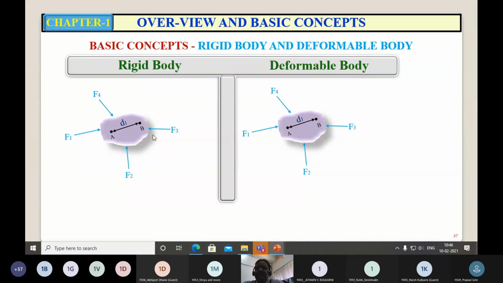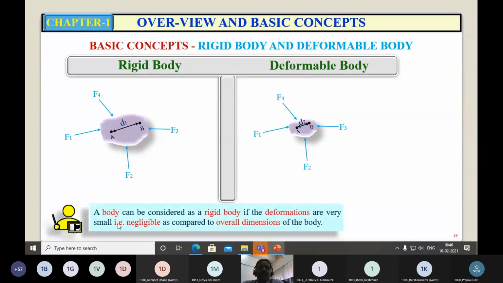Whereas in the second case, the distance between the particles changed from D1 to D2. So there is a deformation. So it is a deformable body. So a body can be considered as a rigid body if the deformations are very small, that is negligible, as compared to overall dimensions of the body.